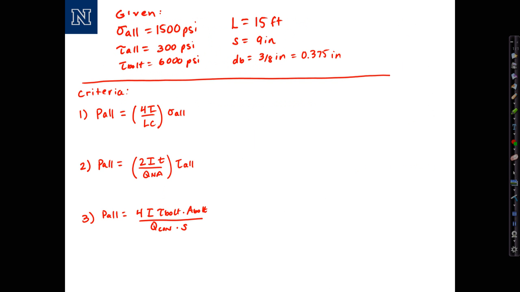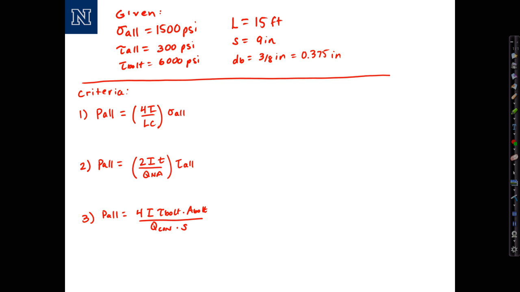There's three different criteria. The allowable bending stress, which is going to be determined by normal stresses in the flanges, is 1500 psi. The allowable shear stress, which is going to be determined by shear across the web, is 300 psi. And the allowable shear stress in the bolts is 6000 psi, which is going to be determined by shear across the connection. The length of the beam is 15 feet. The spacing of the bolts is 9 inches, and the bolt diameter is 3/8 of an inch, or 0.375 inches.